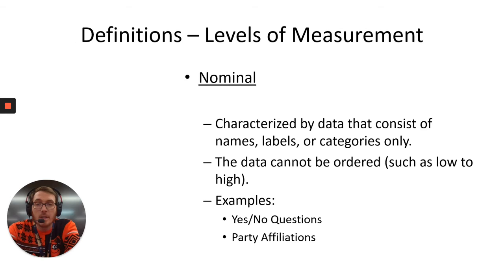Some of these things could be any type of survey, yes or no questions, party affiliation for a national election, for example, a survey that could be sent out to you. It doesn't matter which option you pick. One's not better than the other. That's what's known as nominal level of measurement.